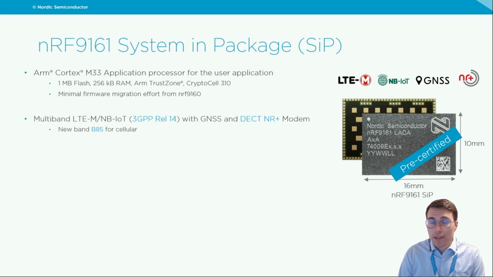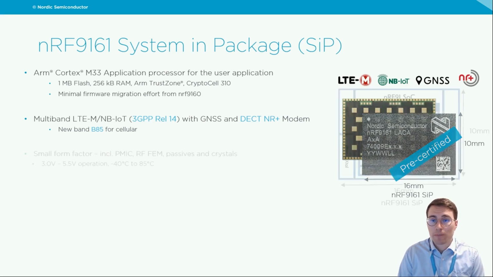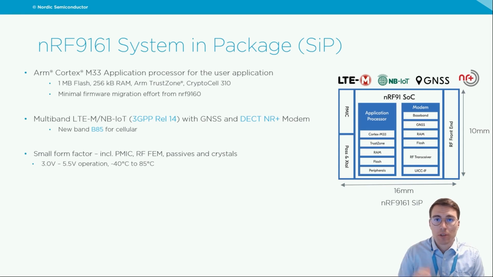And we have this modem inside. Now we have support for 3GPP Release 14, fully baseline support there, as well as the introduction of the DECT NR+ stack, which you can run on the modem. We also introduce a new band for cellular, band 85. You can see on the block diagram here the application separation versus the modem. On the modem side, you can run your cellular stack or your DECT NR+ stack.